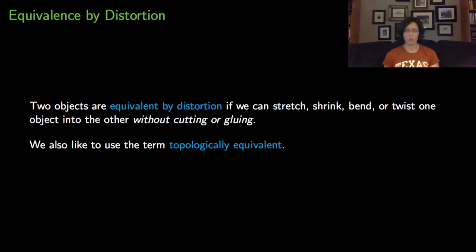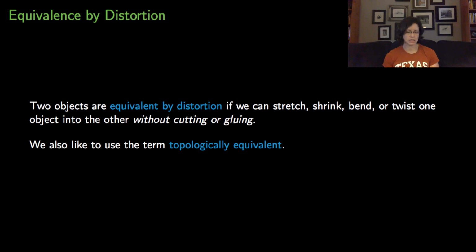So the word of the day is equivalent by distortion, and we're going to have two different shapes, like 1D shapes like circles and squares, or 2D shapes or surfaces, think like a disc or a sphere, maybe 3D things that have volume. And we're going to talk about whether they are equivalent or not. And I don't mean the same, I mean equivalent by distortion.